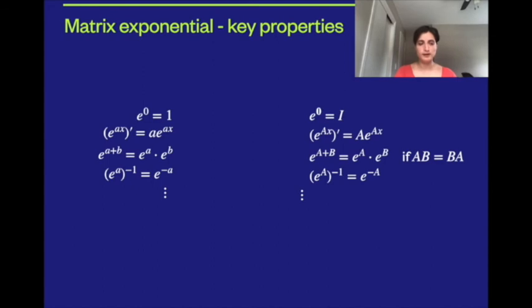In 1D, we have distributivity, so e to the power A plus B is equal to the product of e to the A times e to the B. This is true in higher dimensions only if A and B commute, so A times B is equal to B times A. And the last property that I want to go through right now is that if we take e to the power A, all of it to the power minus 1, so we invert e to the power A, in 1D we have e to the power minus A, and the same is true in higher dimensions.